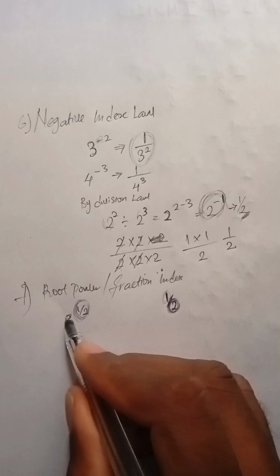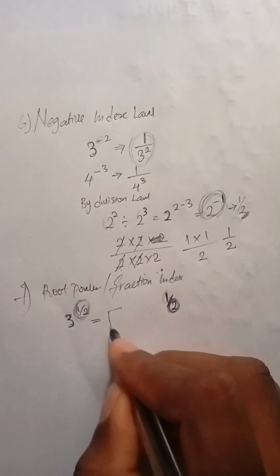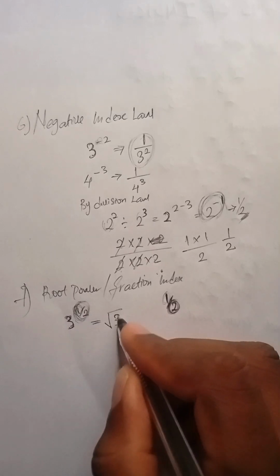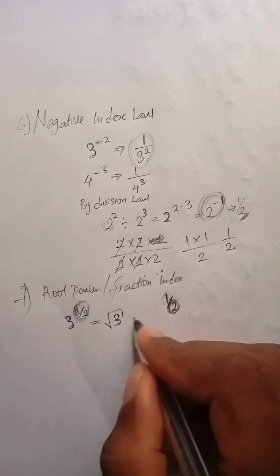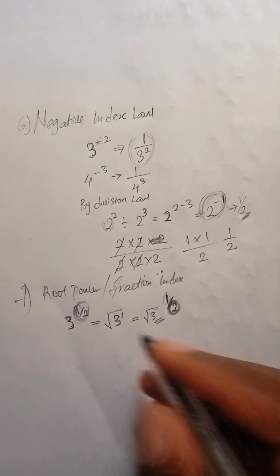So the root of 3 here is 2, and 2 is the square root. The square root of 3. Then the power here is 1. Square root of 3 raised to the power of 1, which is the same thing as square root of 3. So there's no need to add 1, just write square root of 3.